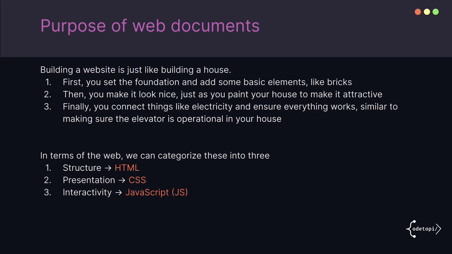Okay, so in web development, we have three main parts. We have the structure, the presentation, and the interactivity. So we use HTML to structure our content on the web, and then we use CSS to make the layout look nice and attractive, and also we add some interactivity. We make sure that when you click on some buttons on our website, it should be interactive. When you click on those buttons, something should happen on our website. Okay, so that is what we use JavaScript for.